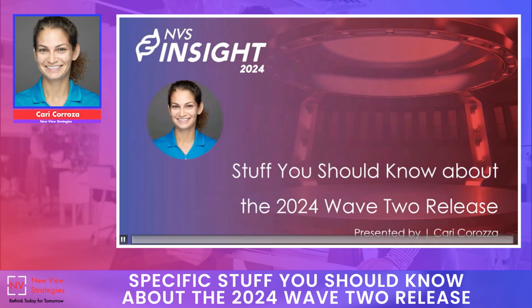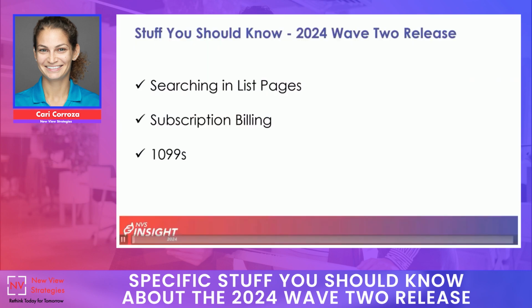Welcome to Stuff You Should Know About the 2024 Wave 2 release. What I've done for this session is I've pulled out 3 of the larger new features or updates so that I could spend a little bit more time talking about each of these. The subscription billing and the 1099s are pretty in-depth and more complex as new features. So what I've done in this session is kind of just given an overview of what you'll need to do for the setup and use of it, but note that they are, again, pretty in-depth, so you might need to spend a little bit more time digging into these on your own and helping get them set up for your company or customers that you work with.